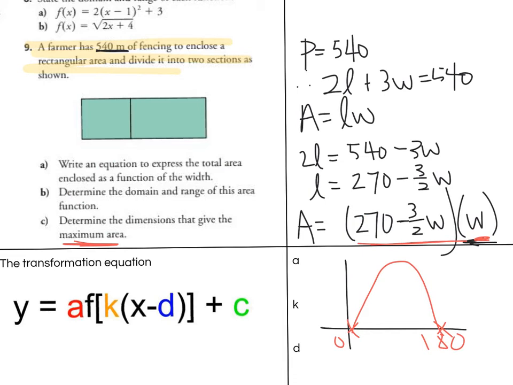So rather than try and expand this and complete the square and put it in vertex form, I'd like to find the halfway point between the two zeros, and that will be my maximum right there. So it goes from 0 to 180, so my maximum is going to occur at 90. And then to figure out the actual area of the maximum, I put this 90 back in this equation.